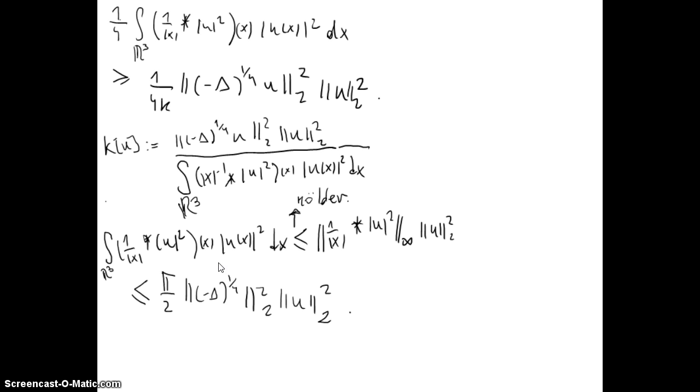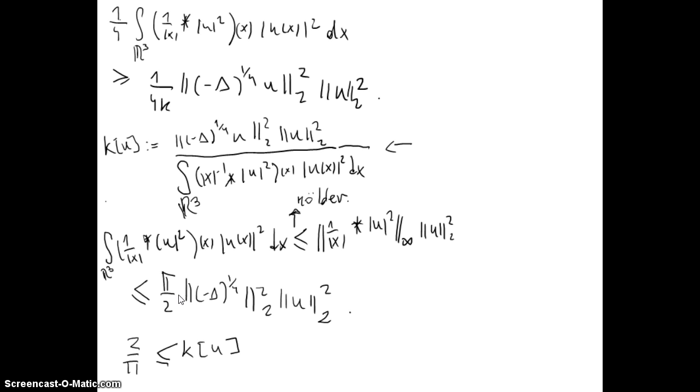So we have this inequality. If we want to get this, you can see that we can take the upper part of the fraction, take it down here, and then turn this. We will obtain K of u greater than or equal to 2 over pi.